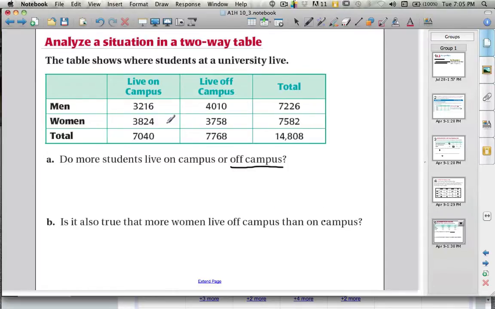So now we're just going to look at the women. 3,824 live on campus, 3,758 live off campus. So no, more women live on campus than off campus. These tables are really simple, and it's very easy to interpret the data that's in them, and it helps you take information and organize it.